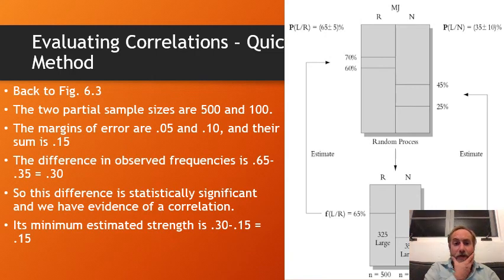So again, here's our quick and dirty method. Two partial sample sizes, 500 and 100. The margins of error would be 0.05 and 0.1, so the sum is 0.15, right? Again, we looked those up in the tables to find them. Well, the difference in the observed frequencies is 0.65 minus 0.35, which is 0.3. So 0.3 is greater than 0.15, so it's statistically significant, and we have evidence of a correlation. And then the minimum estimated strength of that correlation will be 0.3 minus 0.15, which is 0.15.